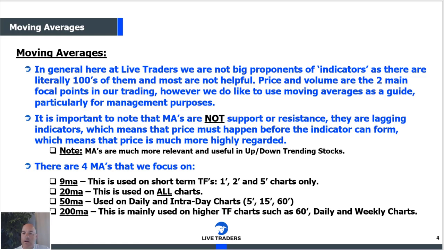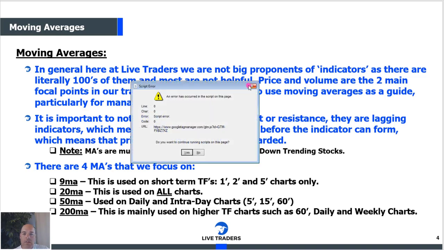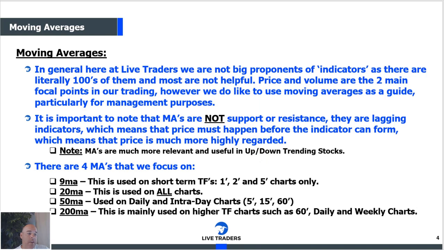So the key here is to pick one or two indicators that you like. One or two indicators that you like. And I think moving averages should likely be one of them.